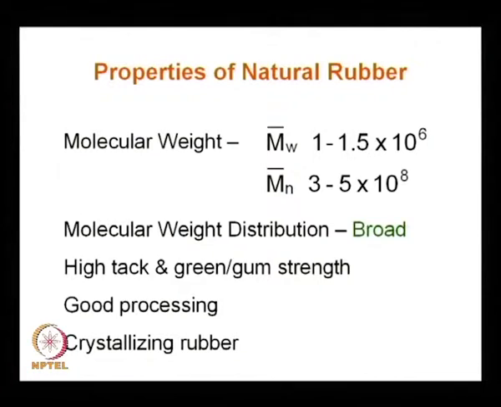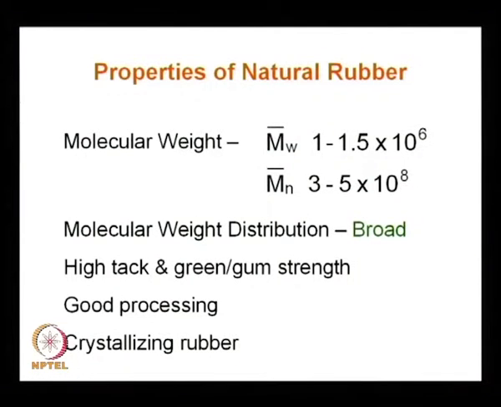I have already described what tackiness and stickiness mean, and what green strength of our rubber product means. Green strength is the strength of the item, after making a rubber compound and giving it a green shape prior to curing. That is under green condition; it is not fully formed or fully cured. High tack, green strength, gum strength and good processing characteristics are available with natural rubber.